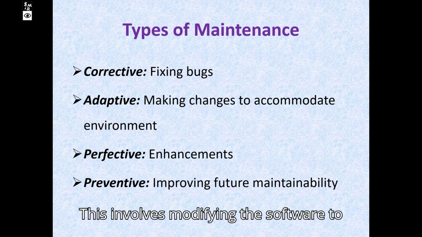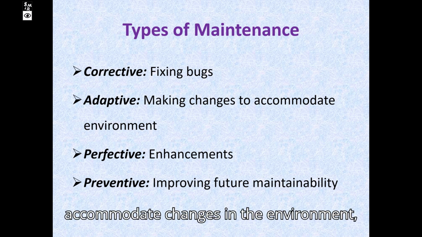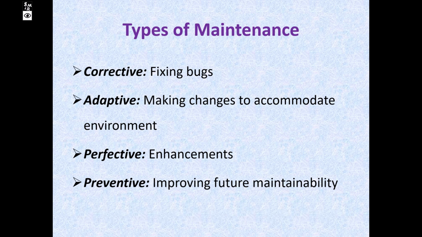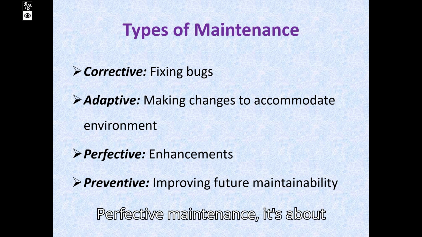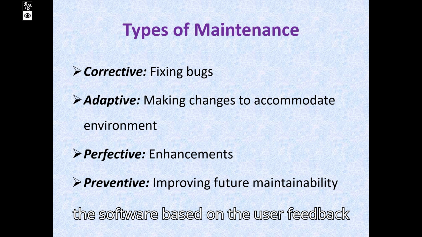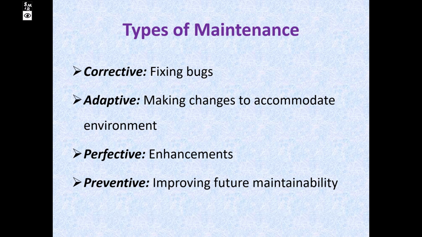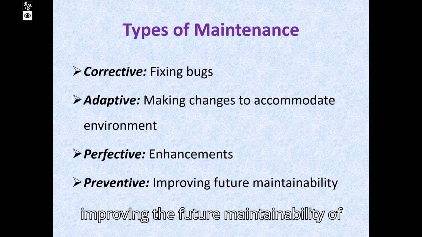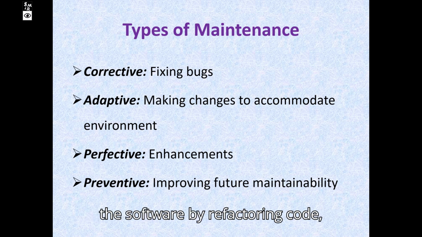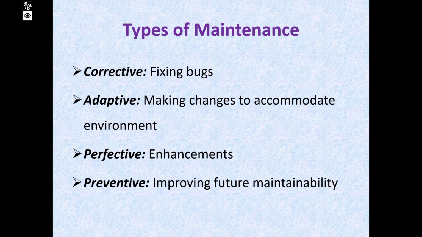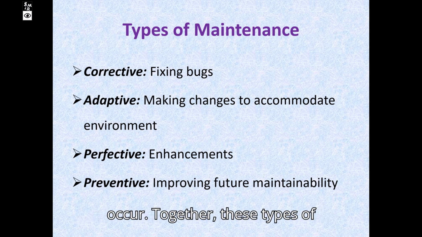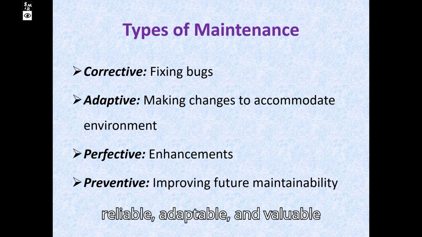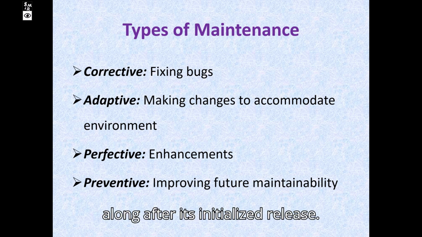Adaptive maintenance. This involves modifying the software to accommodate changes in the environment, like updates in the operating system, hardware, and third-party tools. Perfective maintenance. It's about enhancing the features and performance of the software based on user feedback or changing business needs. Preventive maintenance. This is a proactive approach. It focuses on improving the future maintainability of the software by refactoring code, optimizing performance, and addressing potential issues before they occur. Together, these types of maintenance ensure the software remains reliable, adaptable, and valuable long after its initial release.